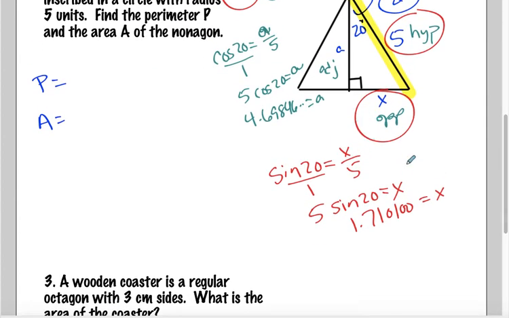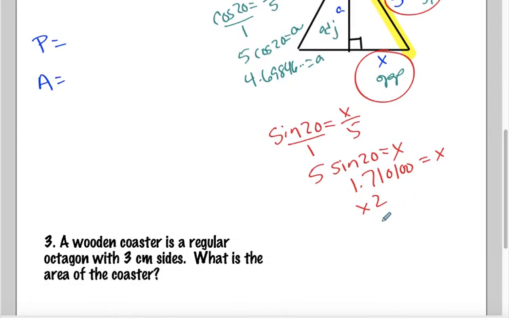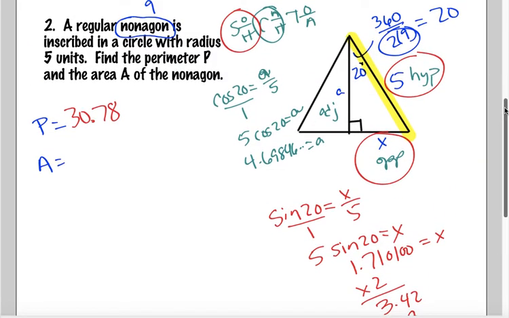Now, to get the perimeter, I'm going to multiply this by 2. And then that gives me the whole side. And then I need to take that number and multiply by 9 because there are 9 sides. So this gives me about 3.42, and then I'm going to multiply that by 9. And that gives me 30.78. So my perimeter is about 30.78 units. And then my apothem is what I'm going to need to find my area.